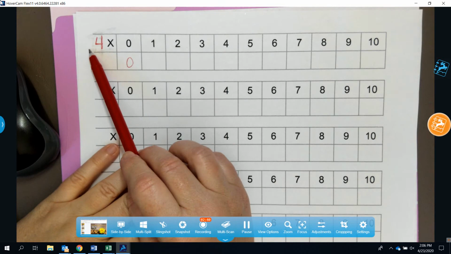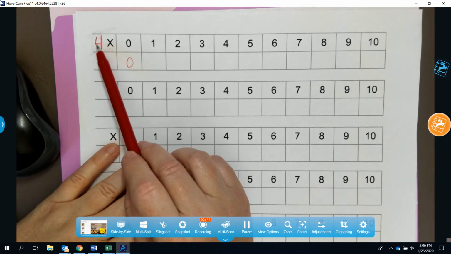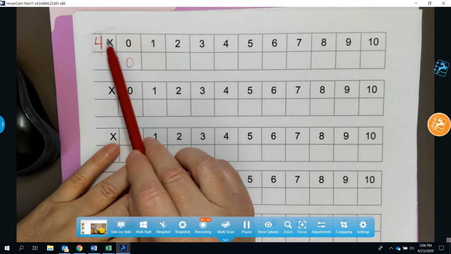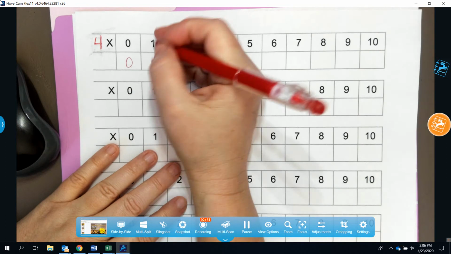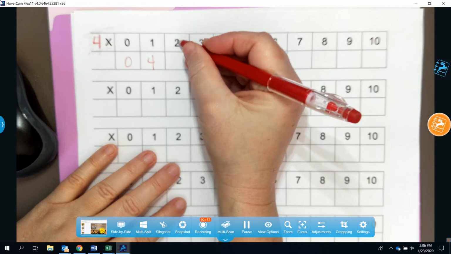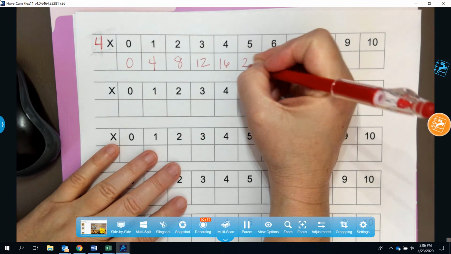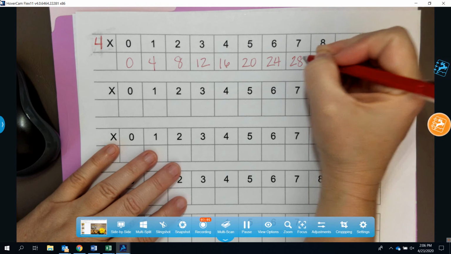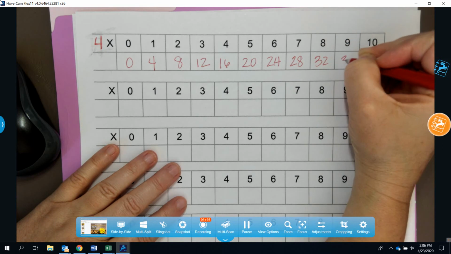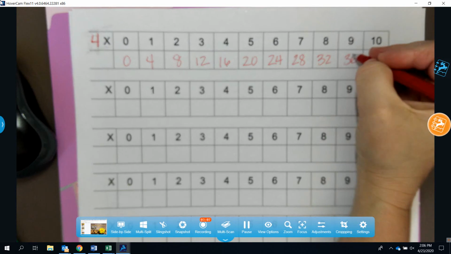So remember how to fill this out. I put the 4 here because that's the number I'm multiplying by, and then each one of these is 4 times 0, and I put the answer, which is 0. 4 times 1 is 4, and I go all the way down, times 2, times 3, times 4, times 5, 6, 7, 8, 9, and 10. So we have all of our 4s right there.